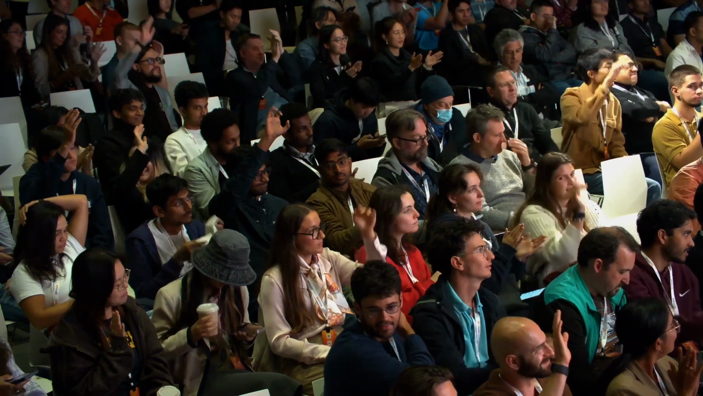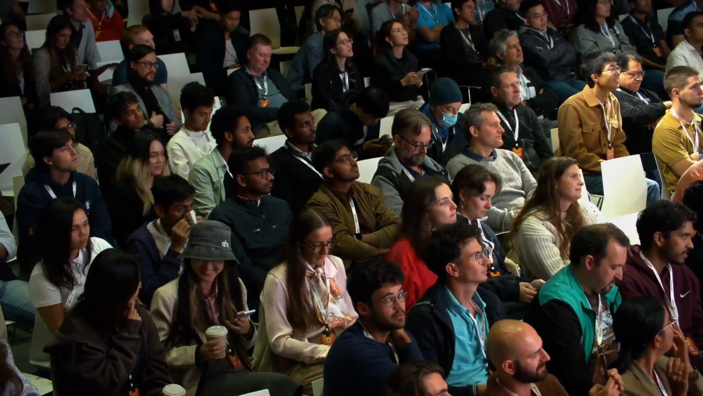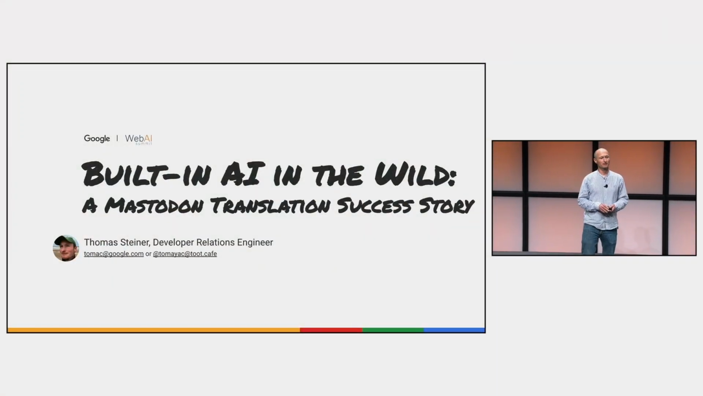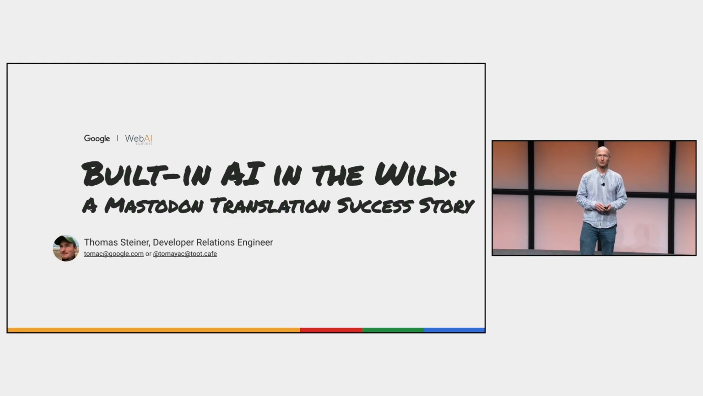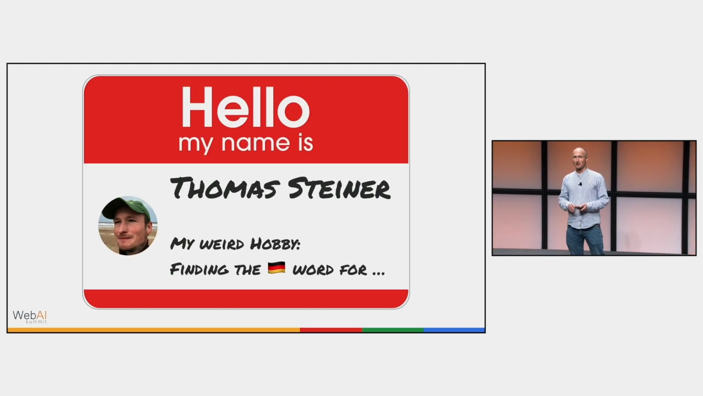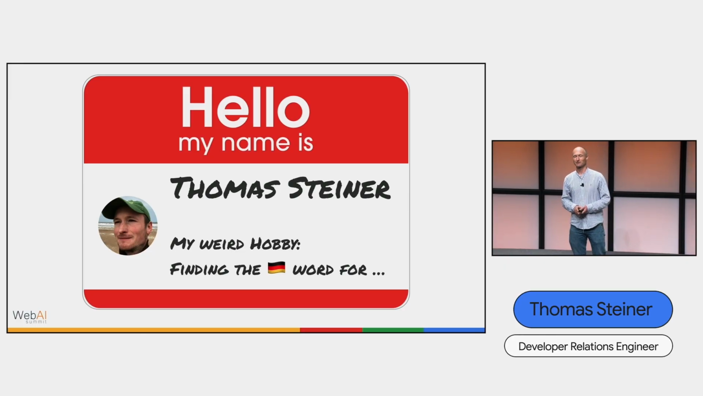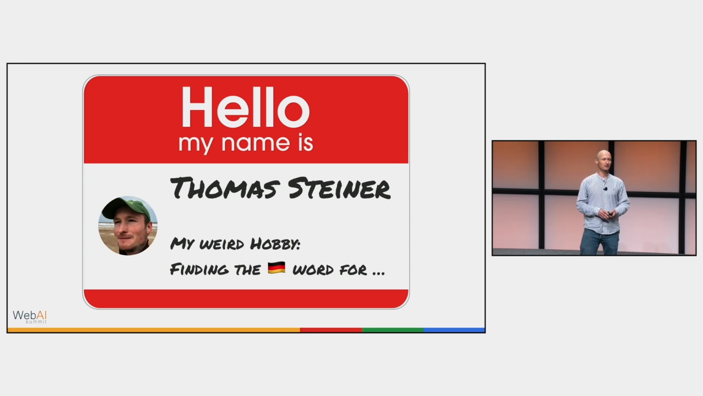Woohoo! I'm going to end the block of presentations with my talk, Built-in AI in the Wild, a Mastodon translation success story. So let's start. Hello, my name is Thomas Steiner, and I have a weird hobby. I love finding the German word for dot, dot, dot.